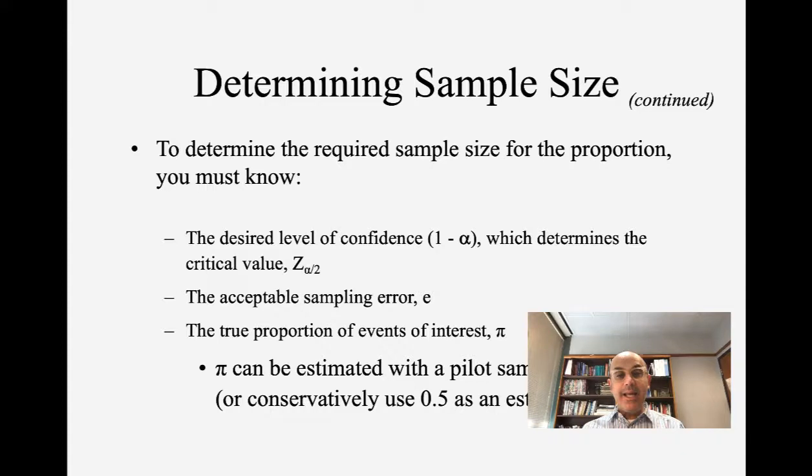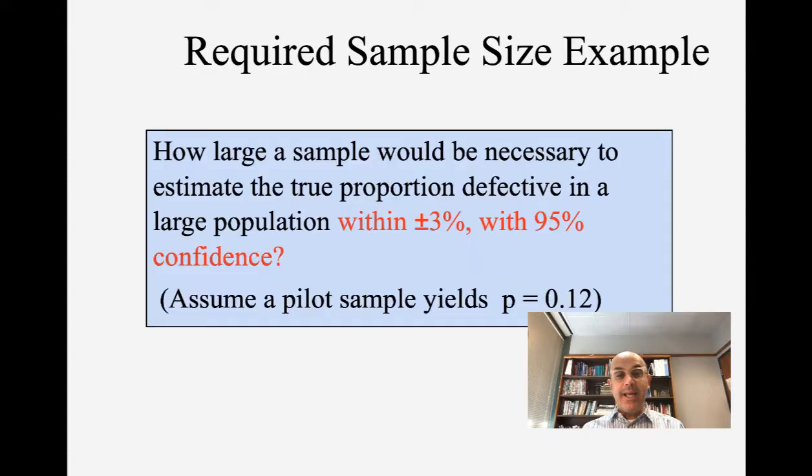I want you to have a procedure for how to apply it. The pi can be estimated with a pilot sample if necessary, and usually we use 0.5 as an estimate of the pi. So this is part of the standard that we often apply.